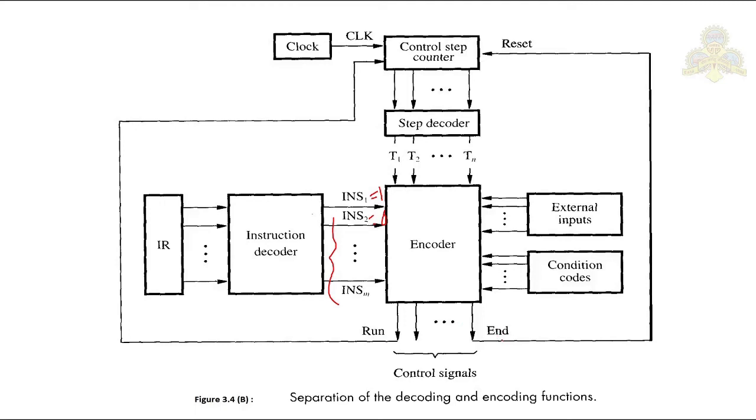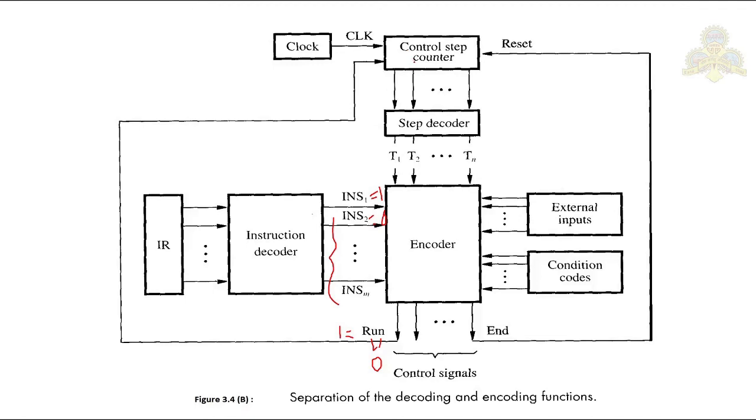Next, we have the end signal. It is connected to the control step counter. Whenever the end signal is set, it starts a new fetch cycle by resetting the control step counter to its starting value. We have another control signal called run, which is also connected to the control step counter. Whenever run is equal to 1, the control step counter is incremented by 1 at the end of every clock cycle. Whenever run is equal to 0, the counter stops counting.